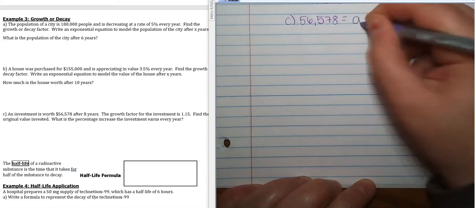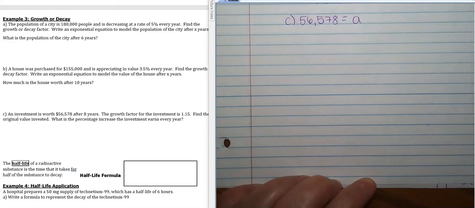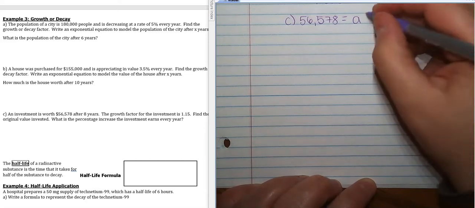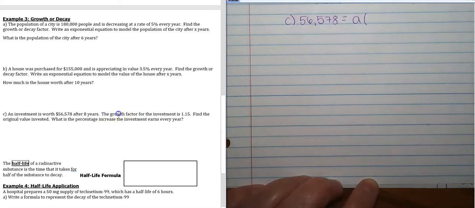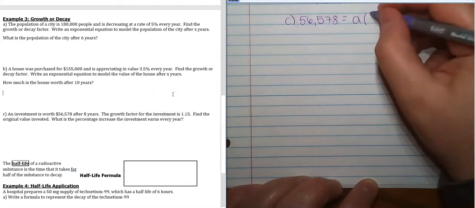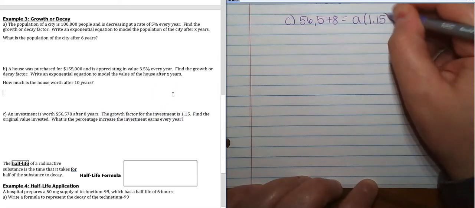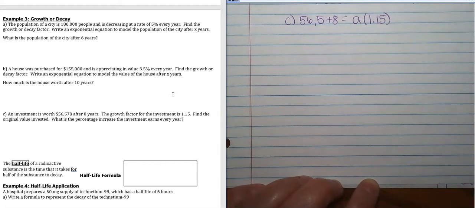$56,578. You don't know the initial amount, so that A value is what we're going to figure out. Now, the tricky part here, there's no percentage listed. They straight up say the growth factor. So the B value is the growth or decay factor. So we don't have to add one or subtract one. We're just going to plug that right in.